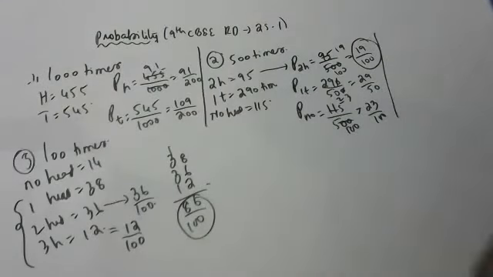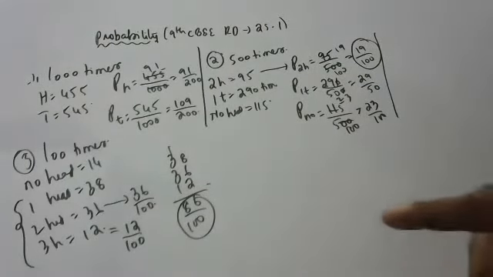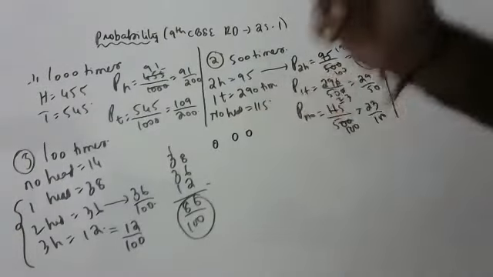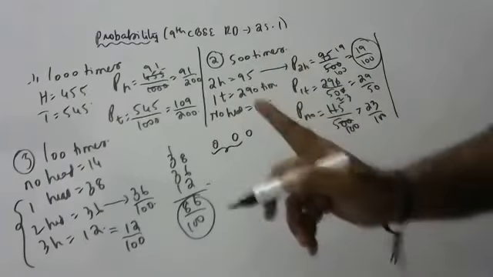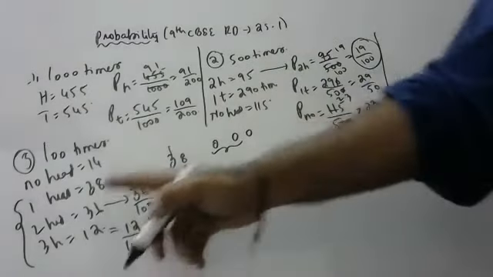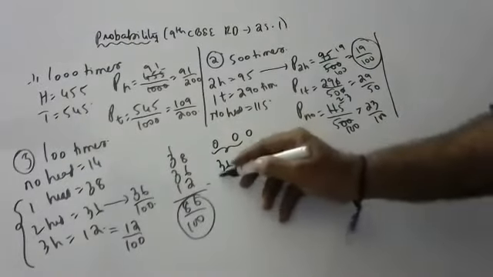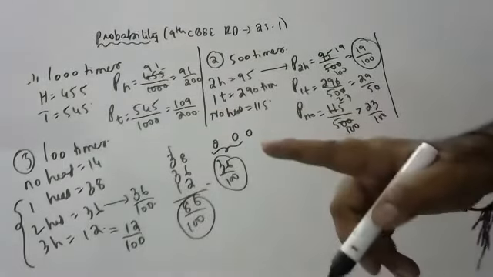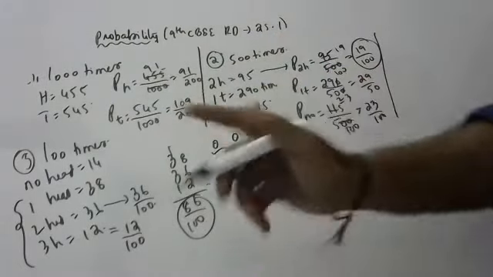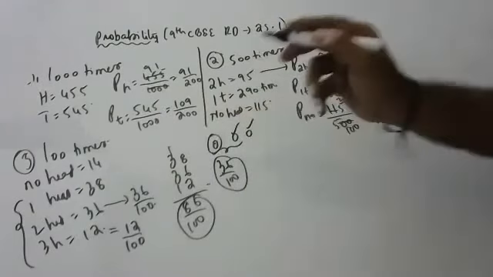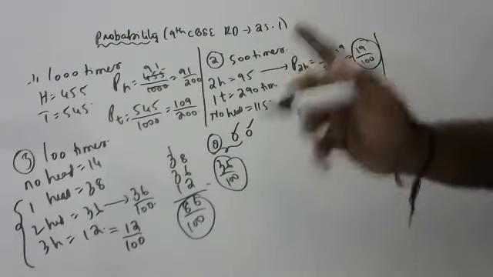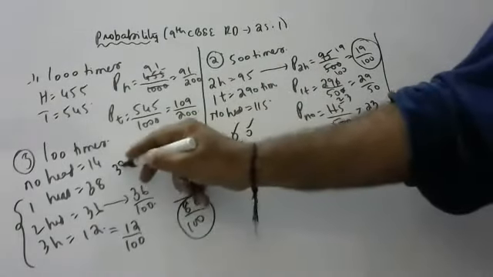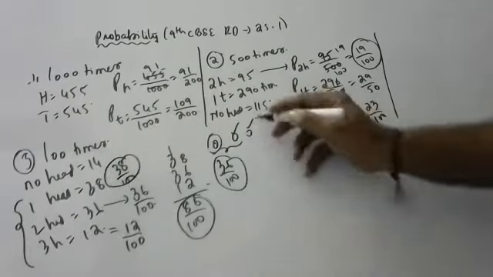Next, getting more heads than tails. Three coins I've said, no? Getting more heads than tails means compulsorily it should be two heads. So two heads is 36 times, 36 by 100. Next, getting more tails than heads. If two tails are there, then one head. What is the probability of one head? 38 by 100. Like that you should understand, children, all of you.